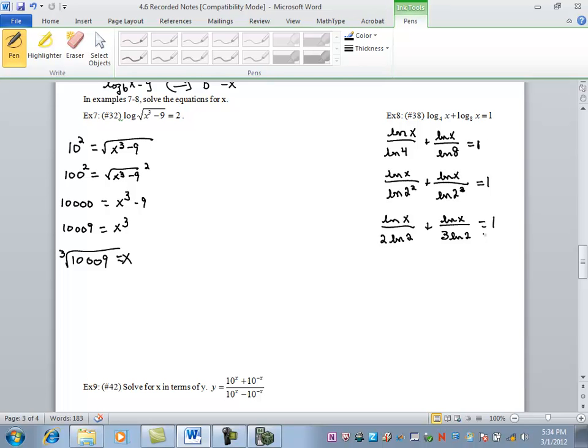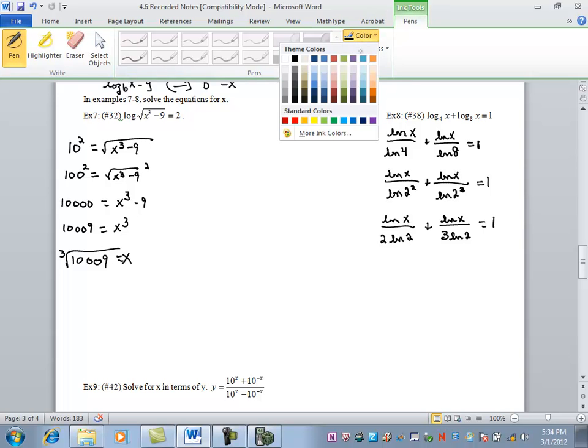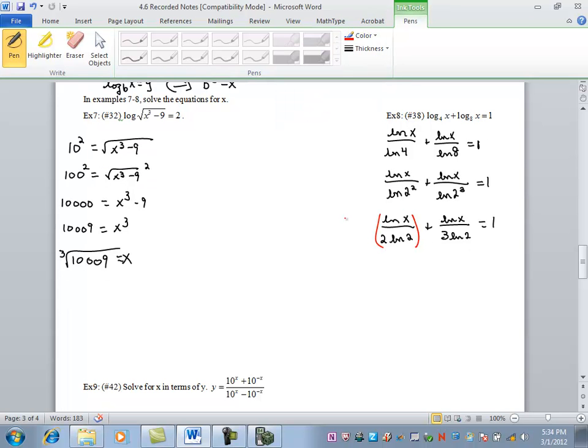Alright, and now you're saying, well, where are we going now? Well, if I were to multiply everywhere by 6 log 2, then I think what we will find, 6 over 2 is 3 log x, the log 2's cancel. 6 over 3 is 2 log x, the log 2's cancel, and this equals 6 log 2. And so 3 log x plus 2 log x gives me 5 log x equals 6 log 2.